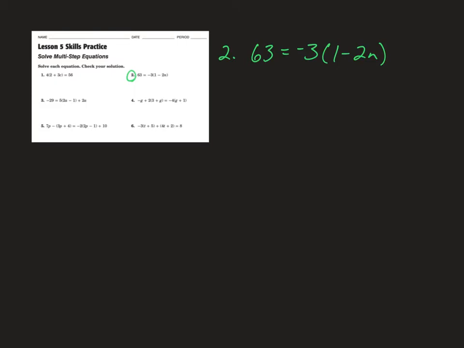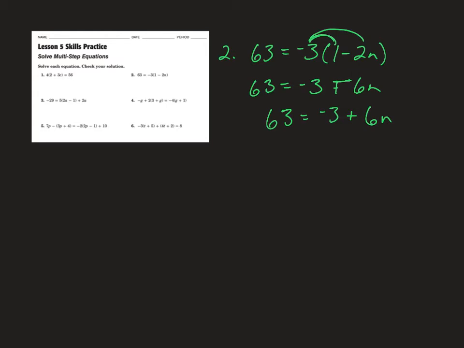Okay, for problem 2, we've got 63 equals negative 3 times (1 minus 2n). So same process, I'm going to distribute that negative 3 to both values inside the parentheses. And I've got 63 is equal to negative 3 times 1 is negative 3, minus negative 3 times 2n, which is negative 6n. And what I would recommend is rewriting the problem by making the two negatives into a positive. So it would be negative 3 plus 6n.